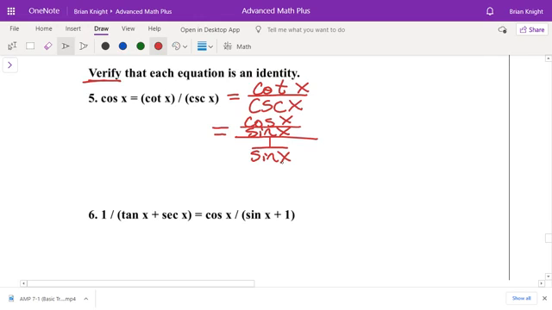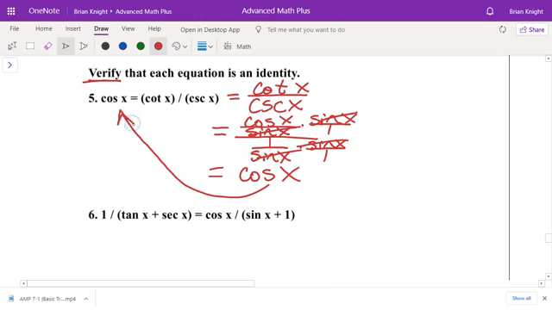From here, I just do math. How do you divide by a fraction? Multiply by the reciprocal, so times sine of x over 1. These cancel. Up here, the sine of x cancels, and I'm left with cosine x. And as soon as I get the same thing on both sides, I'm finished.